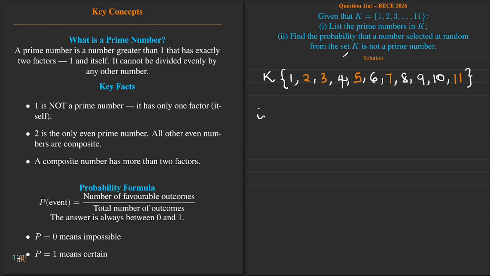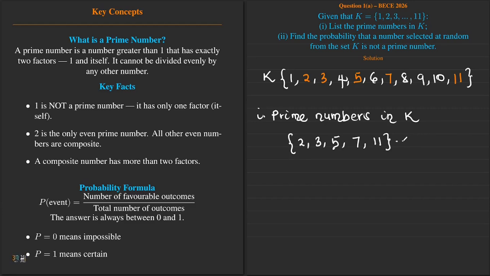So with all this, we can say that the prime numbers in K are going to be what? Those that I have labeled. So we have 2, 3, 5, 7, and then 11. That is all. You see, so that is all for your marks.